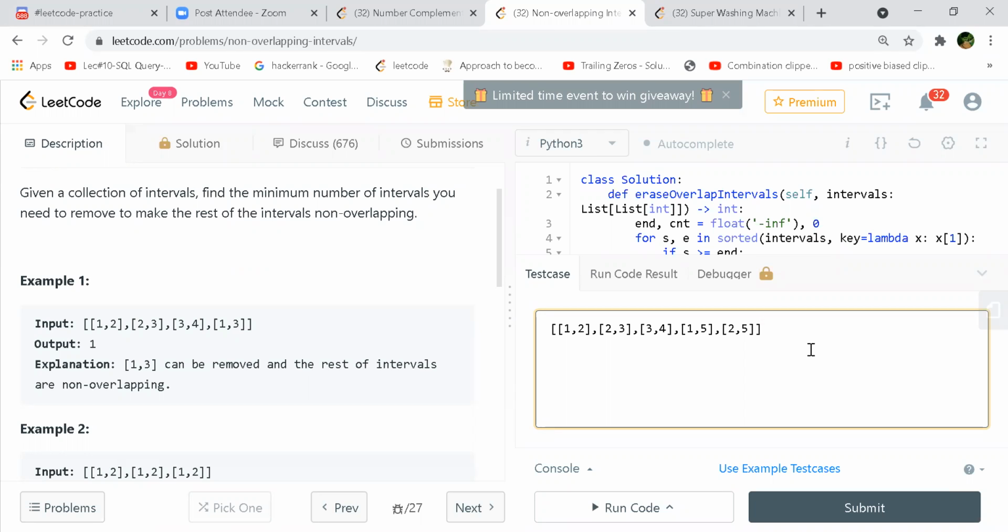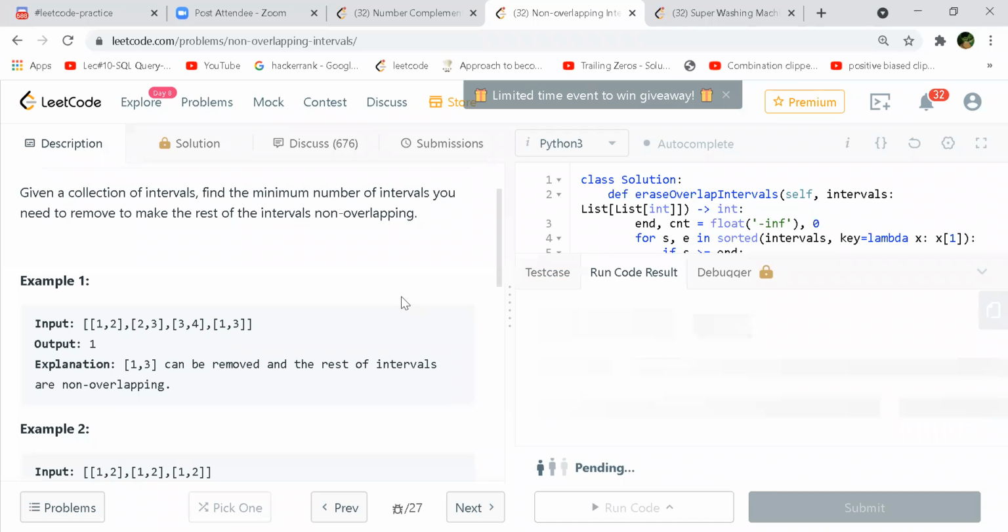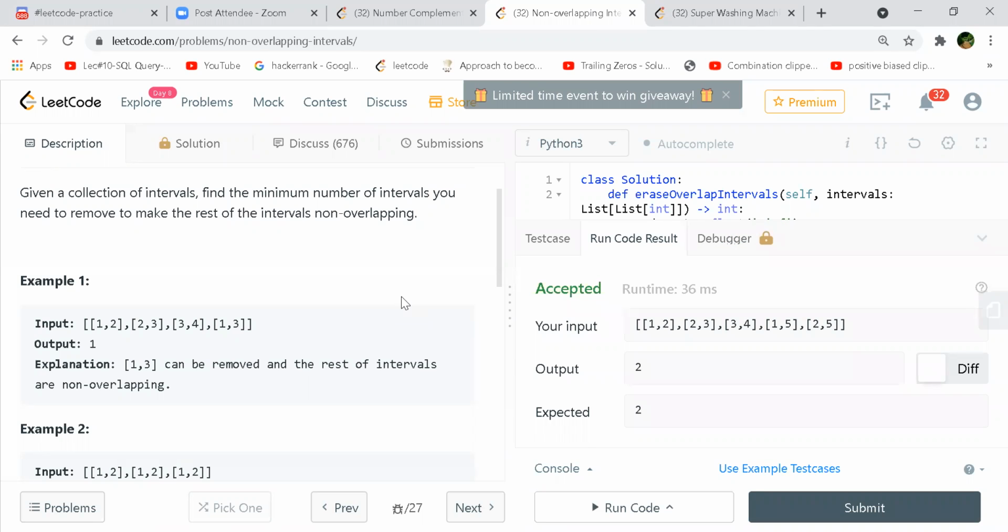Okay, so how do you go about this then? In this case, we have to remove 1 5 and 2 5 both. Because 1 5 will cover the same span, and then 2 5 is also going to cover a partial span. Either you keep 2 5, but then if you look at it, we can only keep 1 2, and the answer should be 2, right?